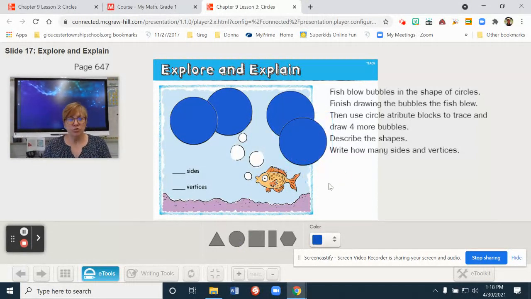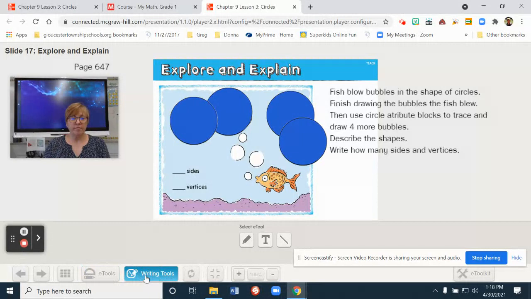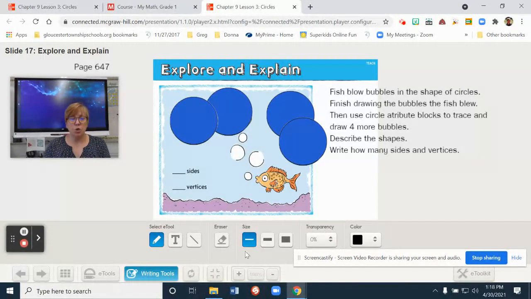All right, now let's describe the shapes. How many sides do they have? Well, we were talking about that. They don't have a straight edge or a straight side, so they have 0 sides. Okay, and do they have any vertices? Well, they don't have straight sides that meet, so they have 0 vertices. Okay?